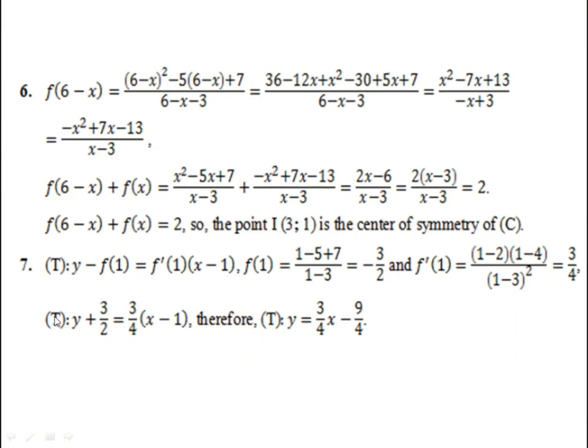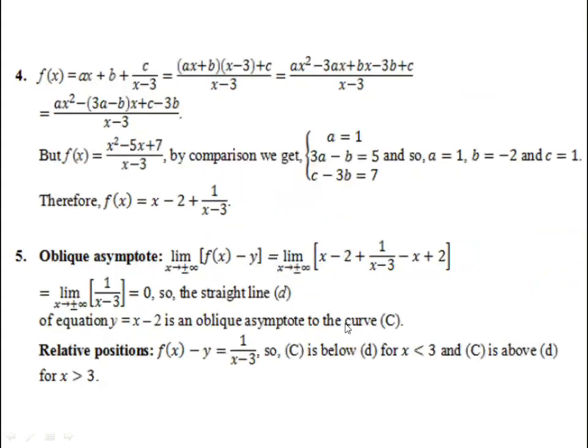So the tangent is y minus f of a equals f prime of a multiplied by x minus 1. After simplification, we get the equation of the tangent T: y equals 3 over 4 x minus 9 over 4.